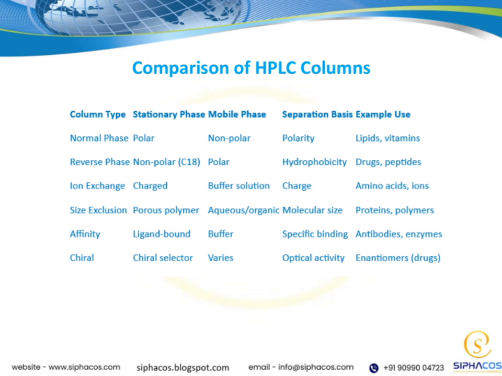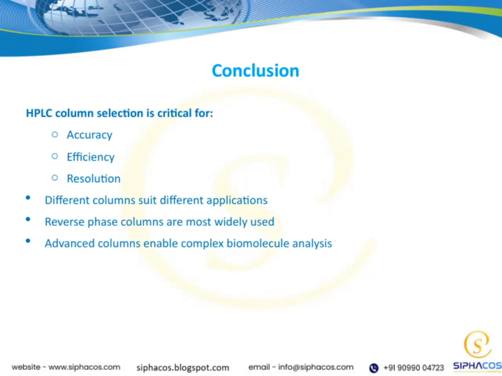Let's wrap up with some key takeaways. Choosing the right HPLC column is absolutely crucial because it directly impacts the accuracy of your results, the efficiency of your analysis, and the resolution you can achieve between different compounds. Remember, not all columns are created equal. Different types are tailored for specific applications, so selecting the appropriate one makes a big difference.